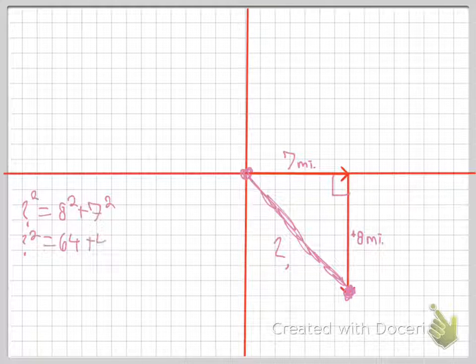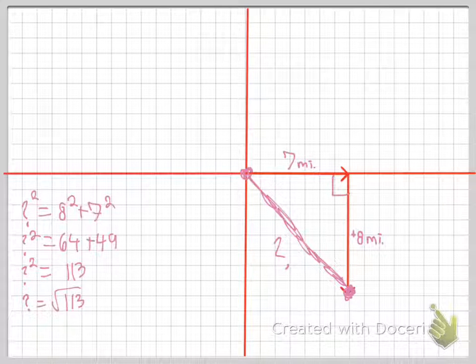And we get 64 plus 49, which turns out to be 113. Then you take the square root of both sides. So our question mark is the square root of 113, and then type that in your calculator and you get yourself your decimal approximation. So that's the gist of most of the problems in this section.